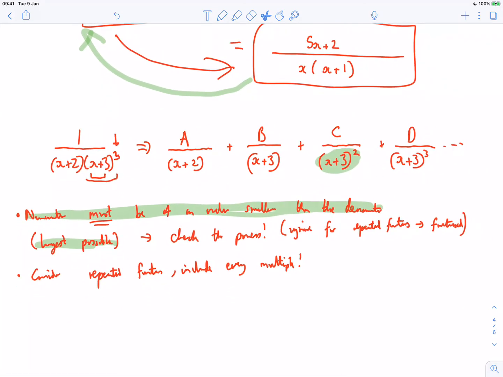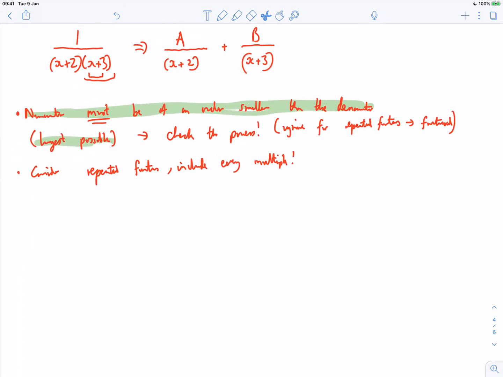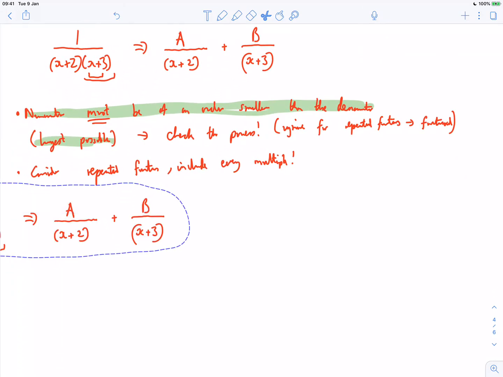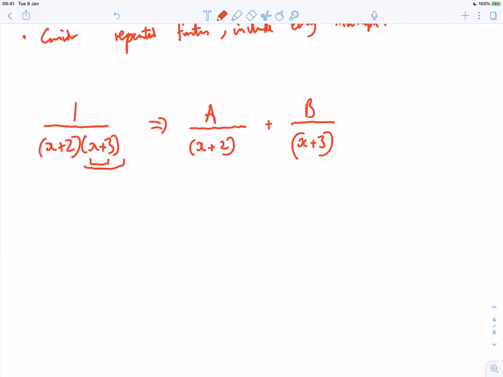Okay, let's cut to the chase. Let's ignore this cubed for a second, so that we ignore all these other terms here, and let's suppose I want to actually solve this question: how can I write 1 over x plus 2, x plus 3 as that? There's a mixture of methods, so I'm going to go through both. Let's change this to a different colour so it's more obvious.